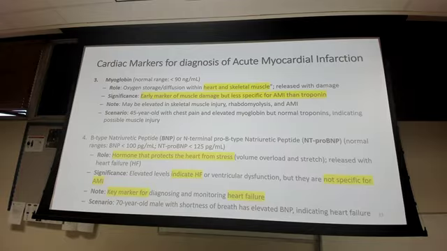And then your BNP, your B-type natriuretic peptide. All right, this is that hormone that protects the heart from stress. All right, so elevated levels indicate HF or ventricular dysfunction, but they are not specific to AMI. And this is that key marker for heart failure. So that is very important. BNP is that key marker for heart failure.